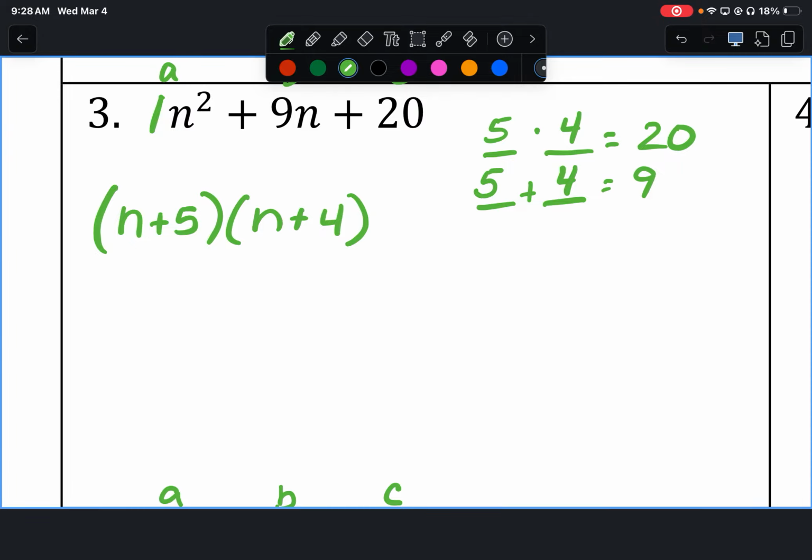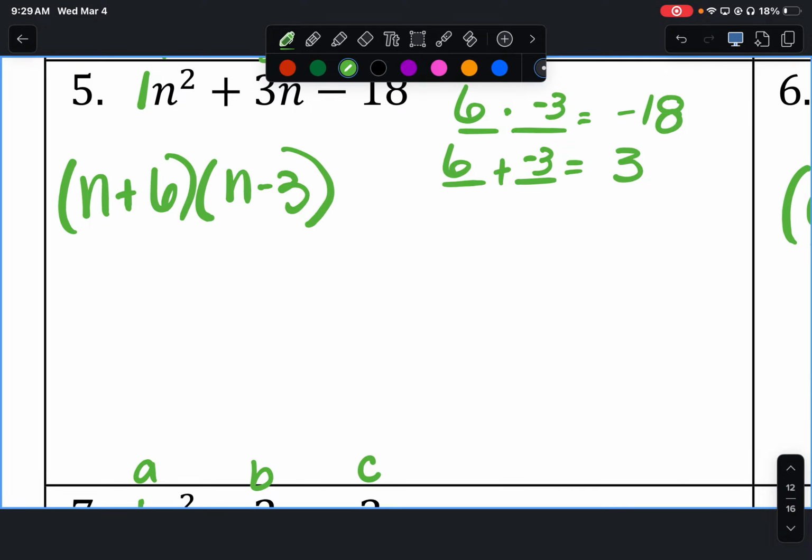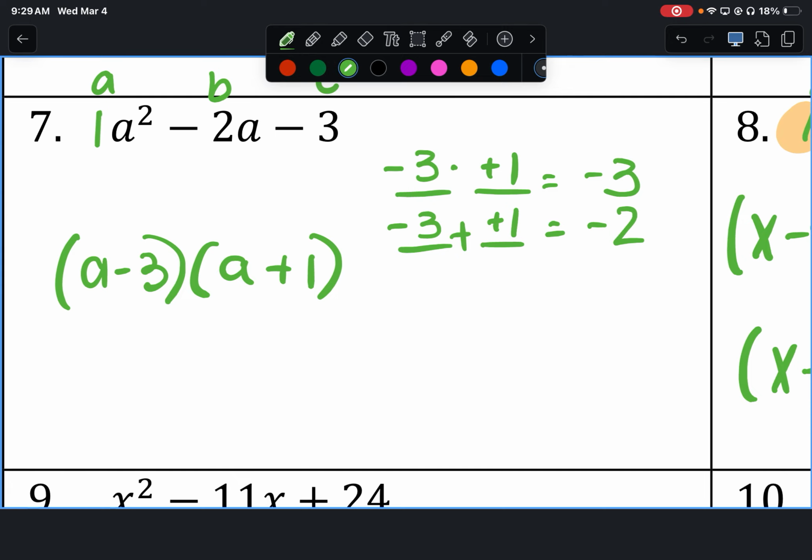All right, so for this first one, you should have n plus 5 times n plus 4. If you flip that the other way, that's also okay. Then for question 5, you should have n plus 6 times n minus 3. Again, if it was flipped the other way, that's also fine. Okay, number 7, a minus 3, a plus 1.